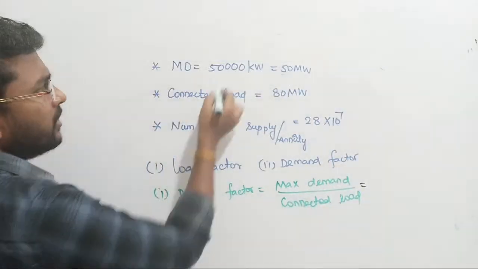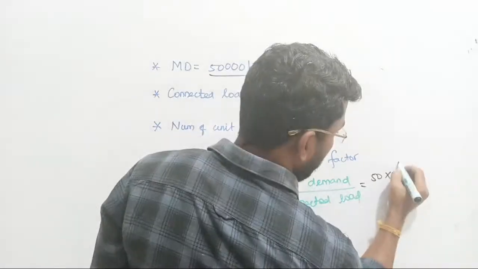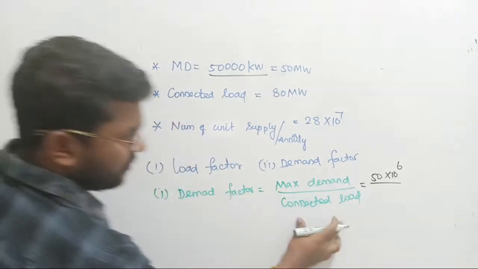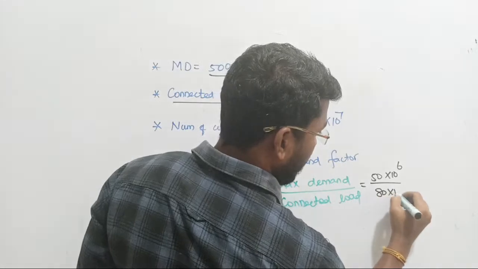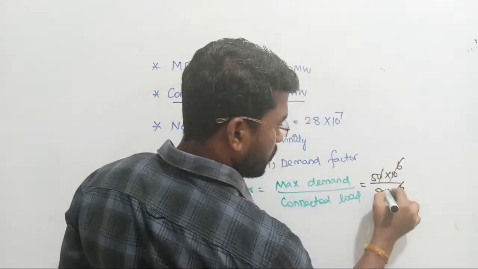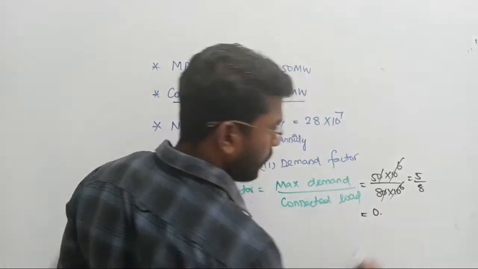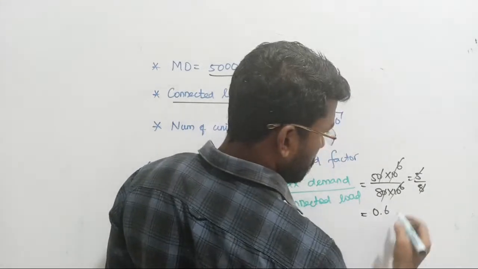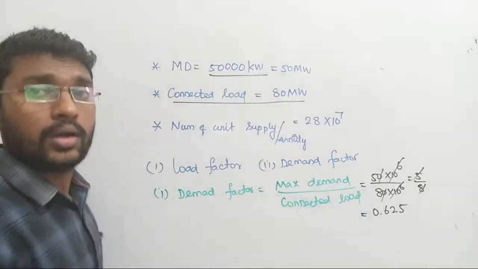Maximum demand is given as 50 megawatts. Let me consider 50 × 10⁶ divided by the connected loads, which is also given as 80 megawatt, 80 × 10⁶. Very simple question. That is going to be 5/8. You can also cancel it. That is 0.625, I think. I hope that is correct.